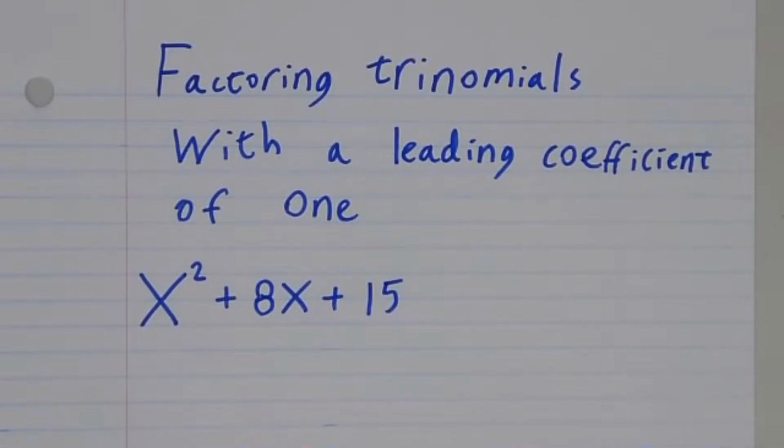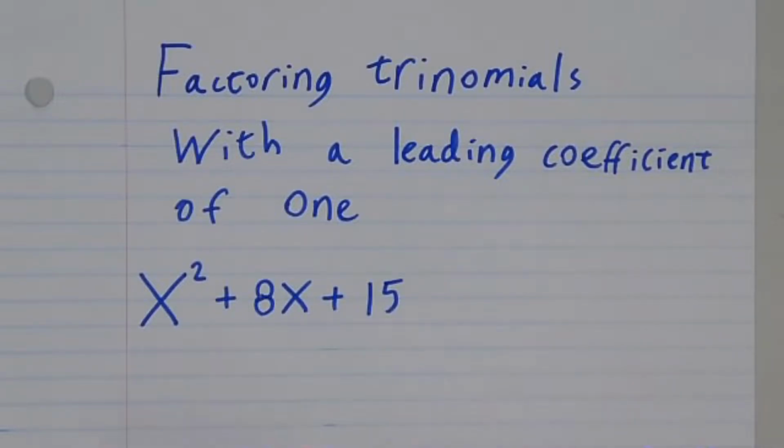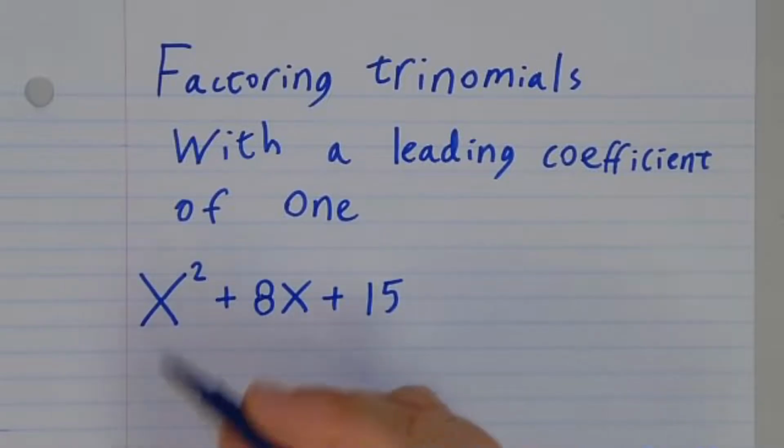In this video, we're going to look at factoring trinomials with a leading coefficient of 1. Both of those vocabulary words are important. We're talking specifically about trinomials, which are polynomials with 3 terms. We're specifically going to look at ones where the highest power is x squared, with a leading coefficient of 1. That means there isn't some number in front of the x squared, so we can assume it's 1.